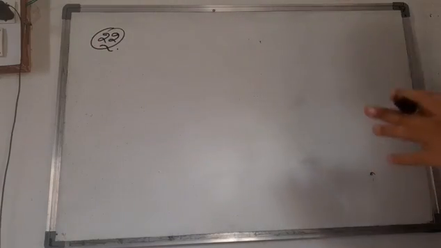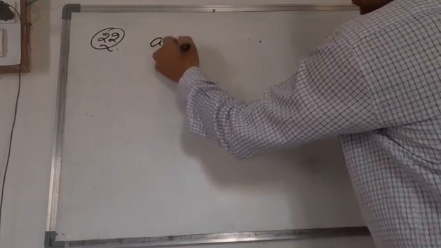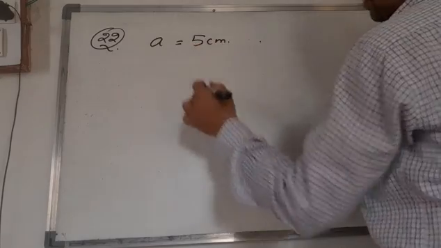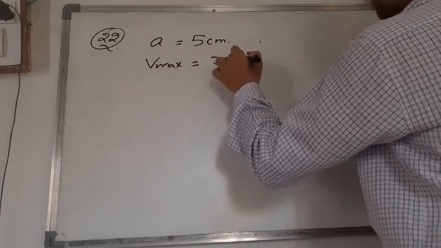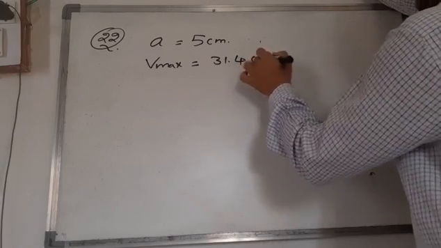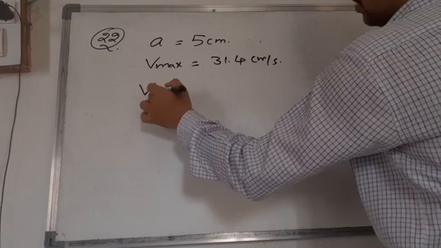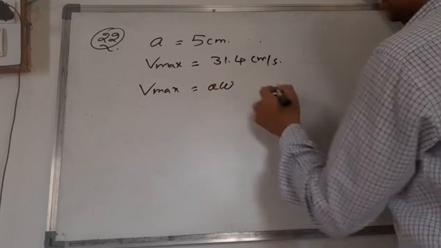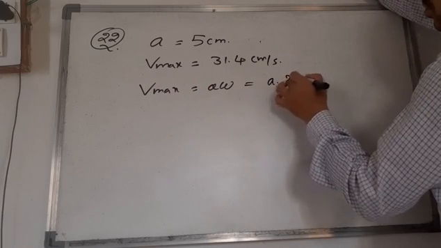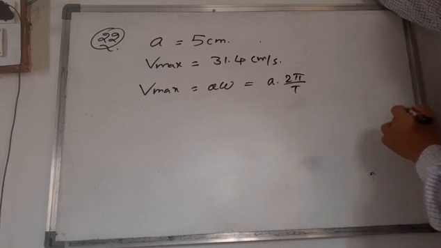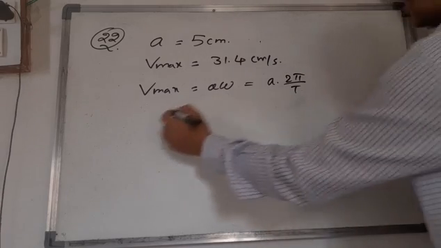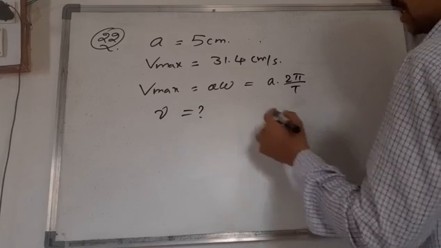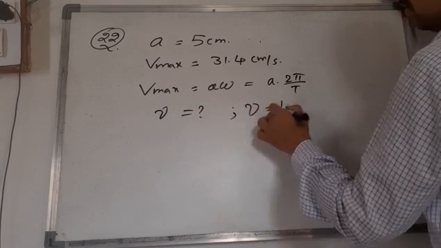In the 22nd question, what is given actually? A is equal to 5 centimeters is given. And Vmax is equal to 31.4 centimeter per second is given. But we already know that the Vmax formula is A omega, and omega is 2 pi by T. And what he is asking to find in this question is frequency. So frequency nu is equal to how much, he is asking. But we know that nu is equal to 1 by T.